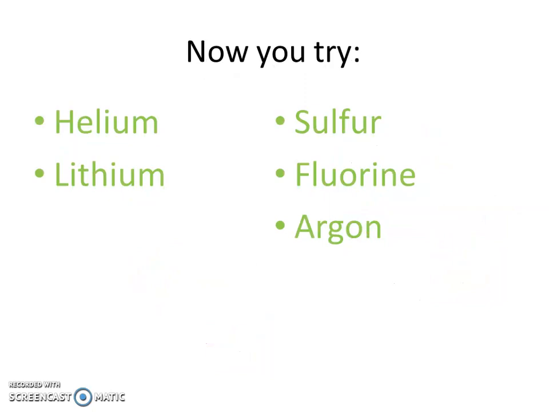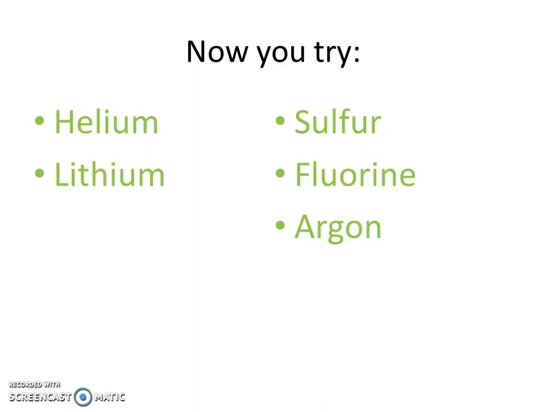Now you try, pause the video. In the space at the bottom of your note sheet, there is a list of elements: helium, lithium, sulfur, fluorine, and argon. Go ahead and try to draw the Bohr models for each of those. If you are listening to the video, put a star in the bottom left corner of the note sheet underneath your helium atom.